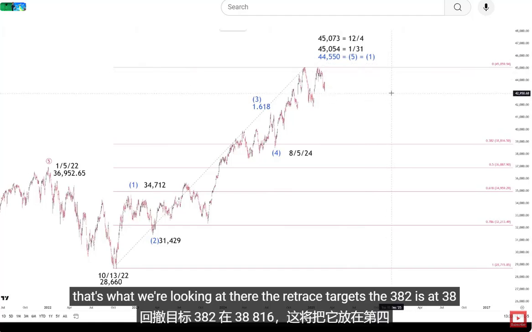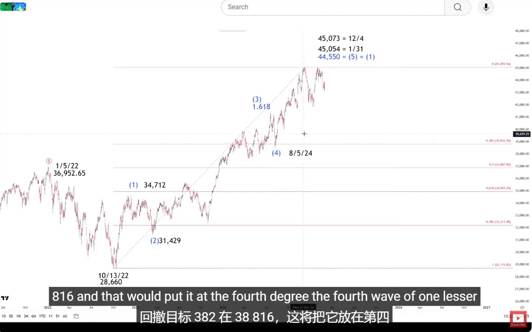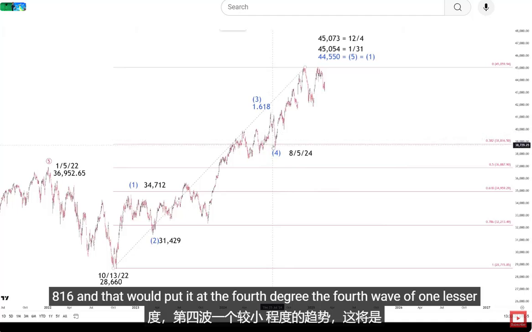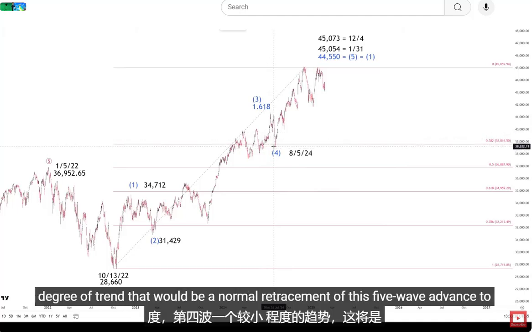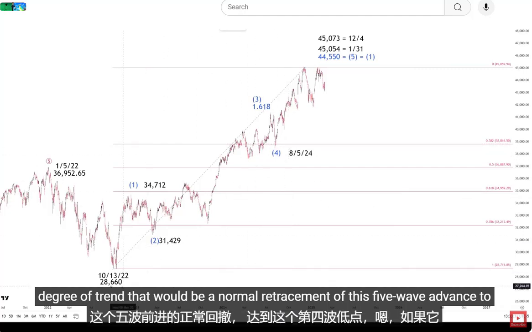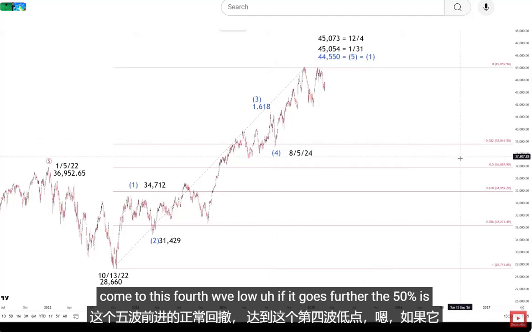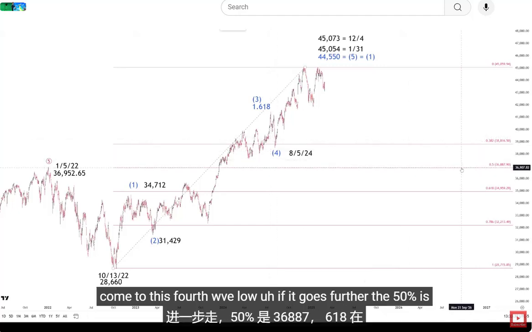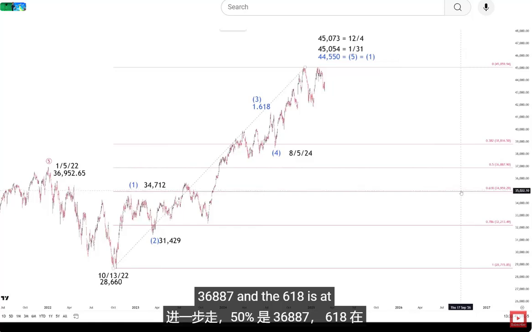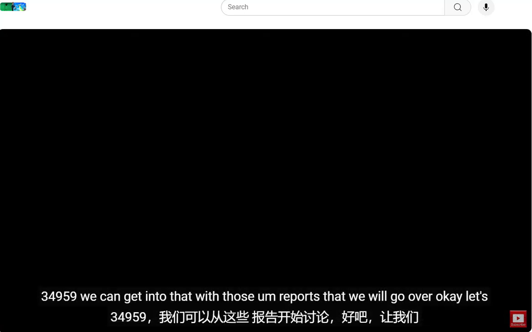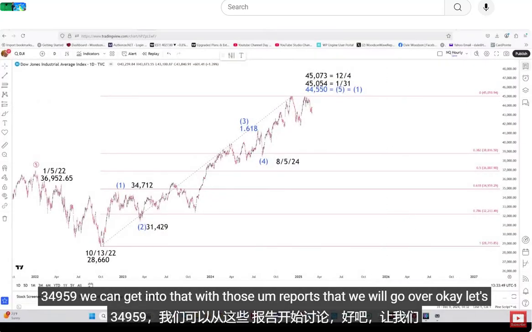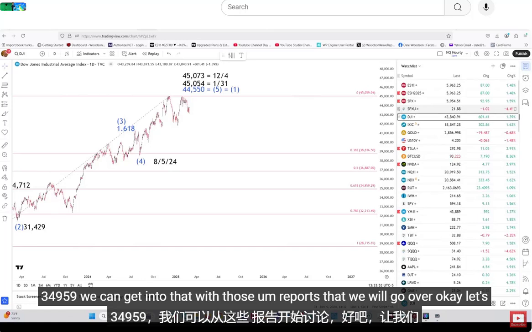The retrace targets, the 382 is at 38.816, and that would put it at the 4th wave of 1 lesser degree of trend. That would be a normal retracement of this 5-wave advance to come to this 4th wave low. If it goes further, the 50% is 36.887, and the 618 is at 34.959. We can get into that with those reports that we will go over.